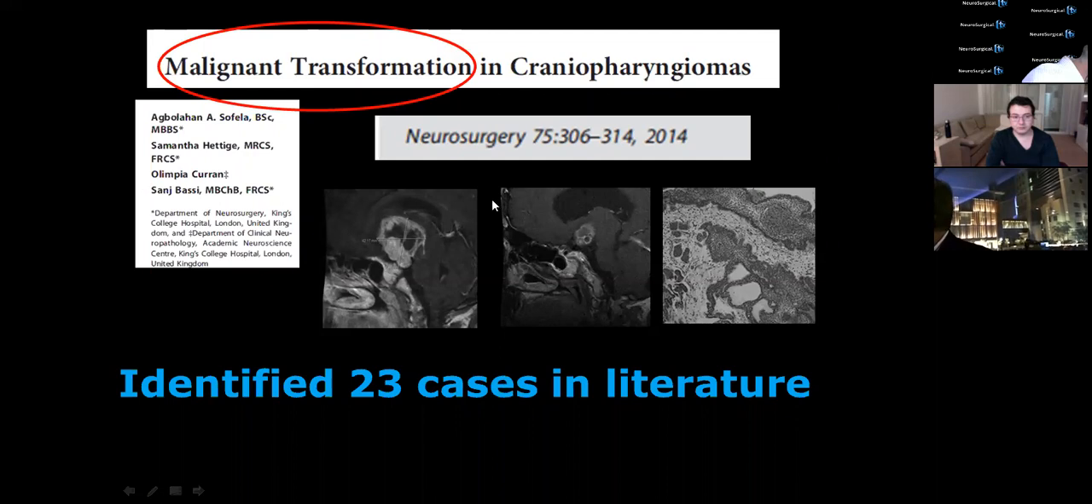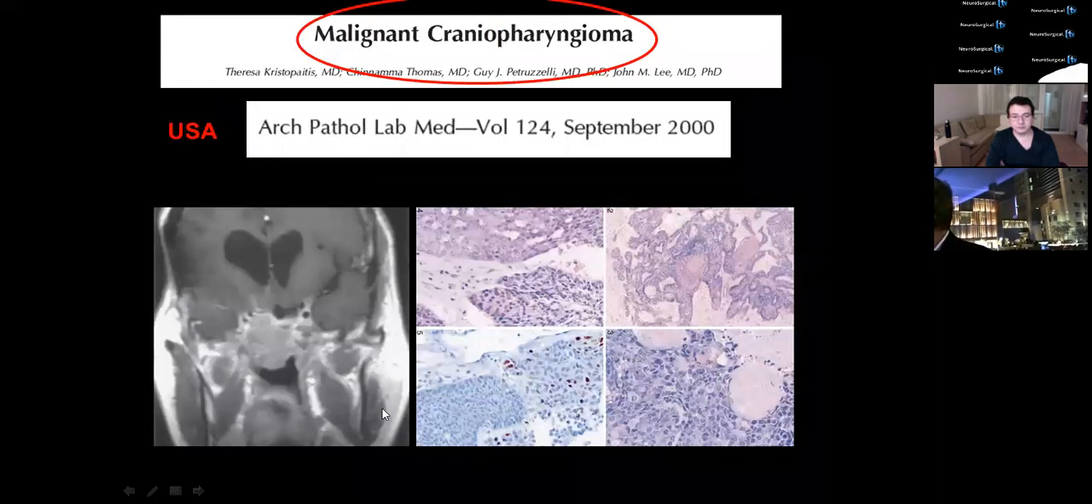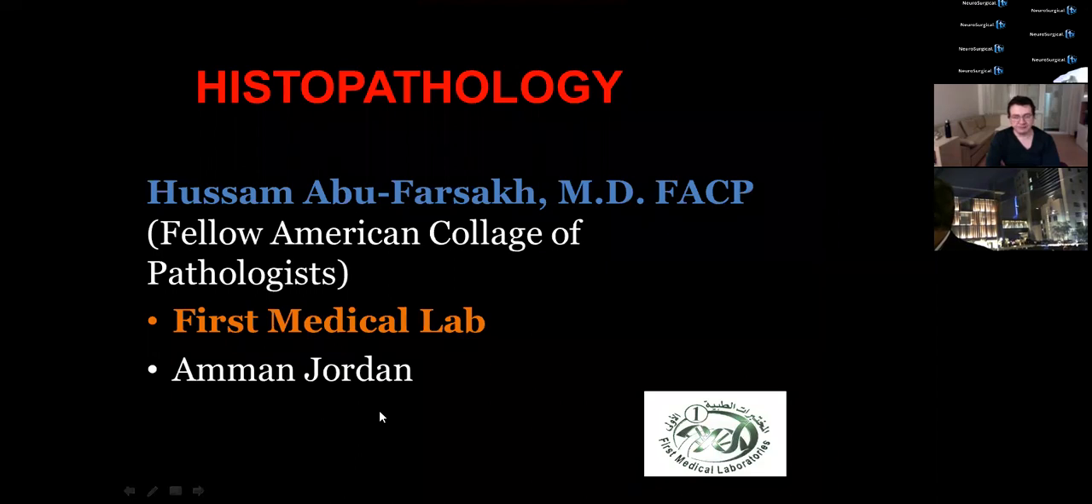As we said, malignancy can occur in these craniopharyngiomas. In this paper, they identified 23 cases of malignant craniopharyngiomas. Another case of malignant craniopharyngioma. So histopathology here is different.